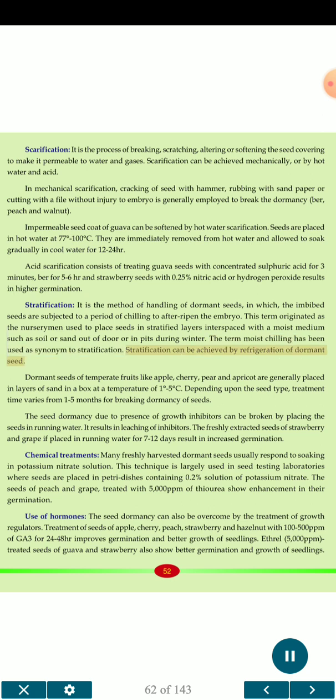Stratification can be achieved by refrigeration of dormant seed. Dormant seeds of temperate fruits like apple, cherry, pear and apricot are generally placed in layers of sand in a box at a temperature of 1 to 5 degrees Celsius. Depending upon the seed type, treatment time varies from 1 to 5 months for breaking dormancy of seeds.